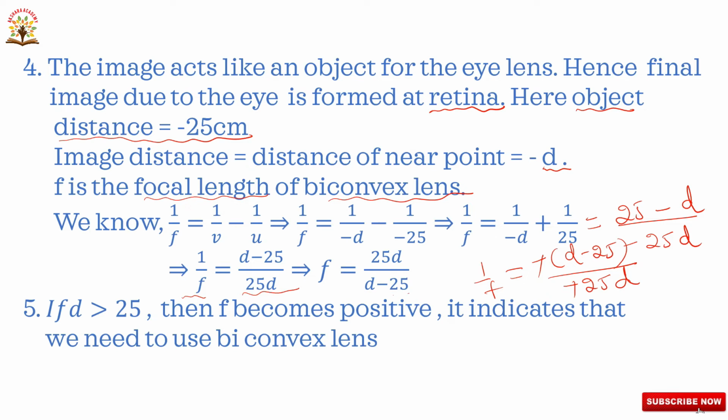Next, if d is greater than 25, then f becomes positive. It indicates that we need to use a biconvex lens because the focal length of a convex lens is positive. So here we are getting a positive value for the focal length, and hence it is a biconvex lens. So for the correction of hypermetropia, we need to use a biconvex lens. Okay, next we will go to the next question.